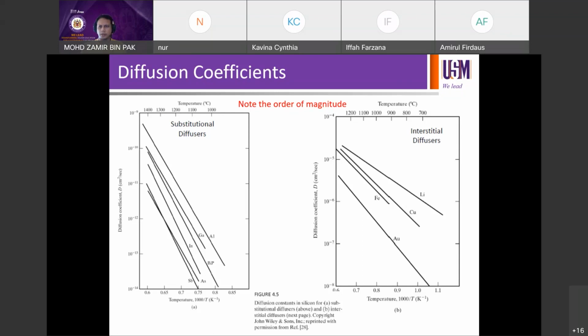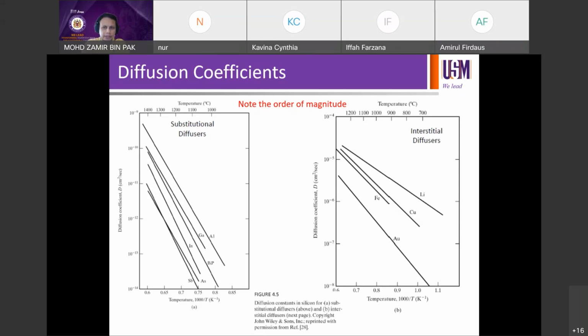Okay, so this is the diffusion coefficient of substitutional diffusers and interstitial diffusers, just like what we discussed earlier on the substitutional and interstitial impurities. You can see the diffusion coefficient is on the y-axis in centimeters squared per second, and the inverse temperature, 1,000 over temperature in 1 over Kelvin, is on the x-axis, right?